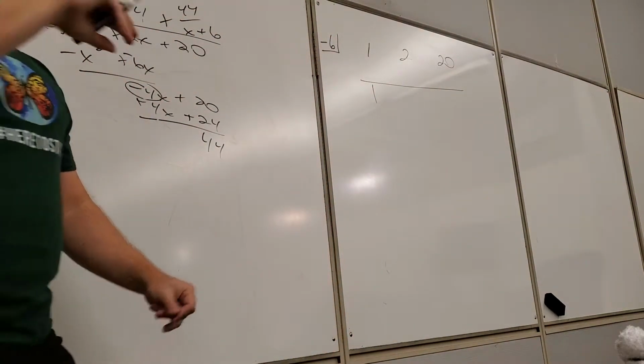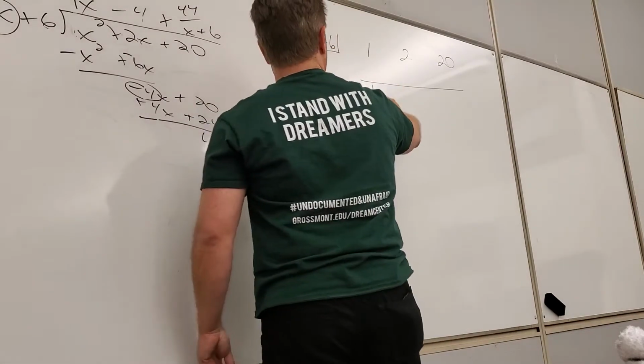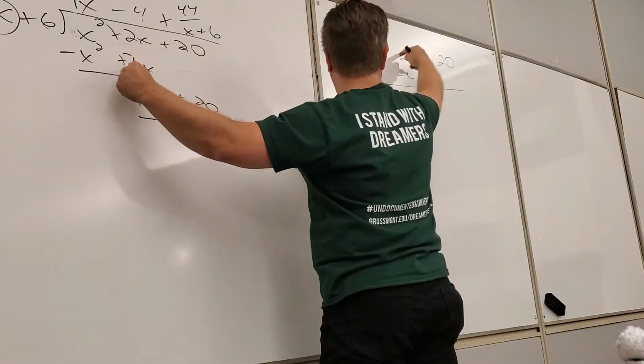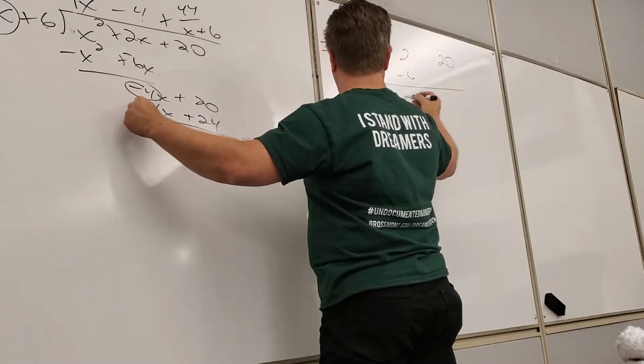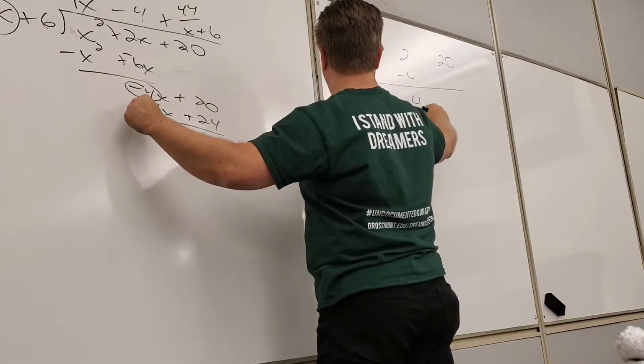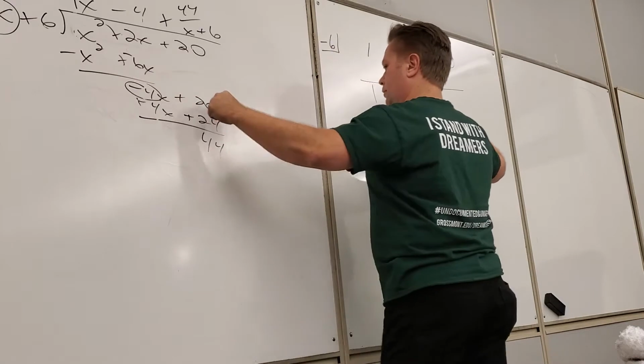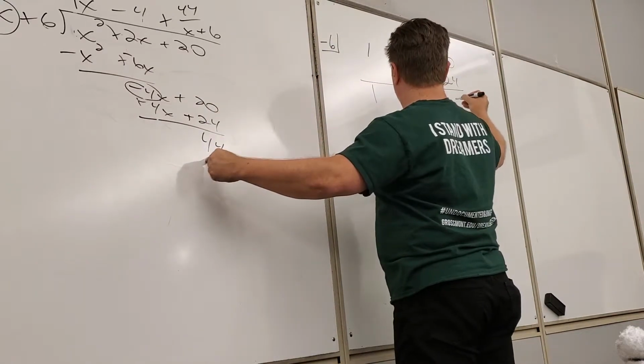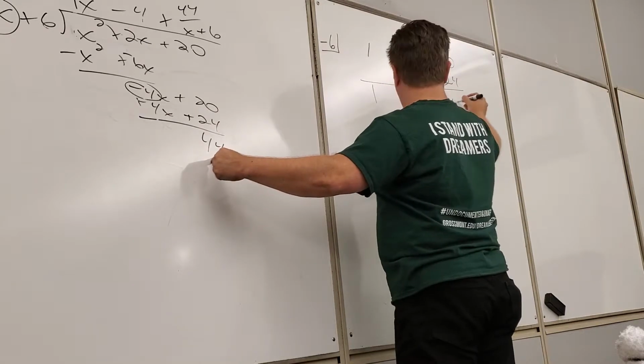Now, negative 6 times 1 is negative 6. 2 minus 6 is negative 4. Negative 6 times negative 4 is 24. 20 plus 24 is 44.